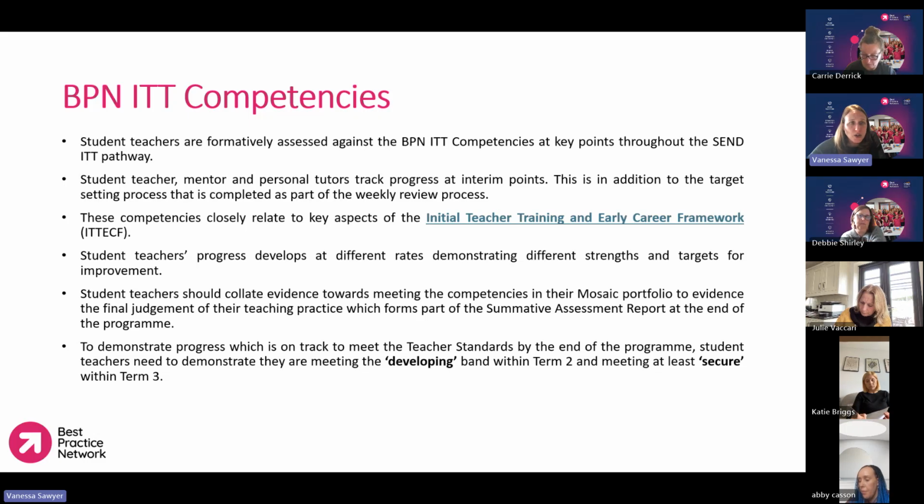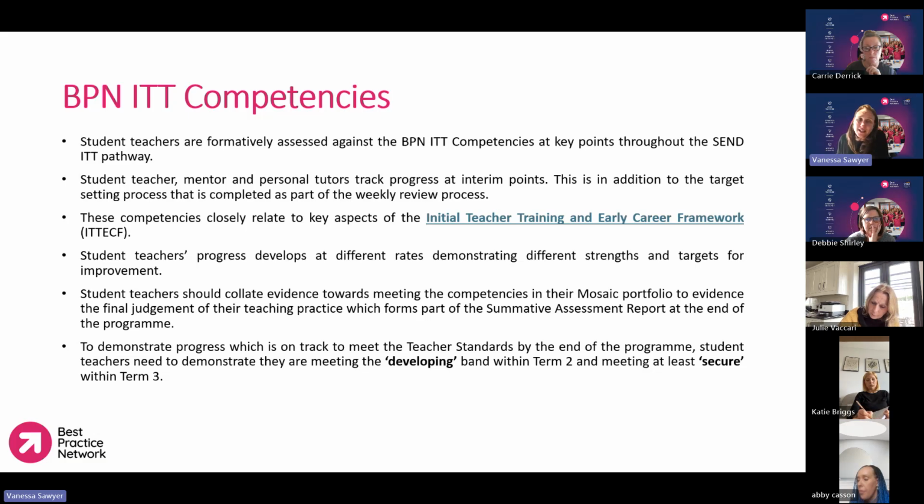I'm just going to show you, I think probably just the last point here on the slide. It helps us, as a program team, to work out where a student teacher is at a certain point in the program and whether that student teacher might need some more support. And that means we can put that support in place early so that we can support their progress in moving towards the secure band, because it's the secure band that is in line with the teacher standards.